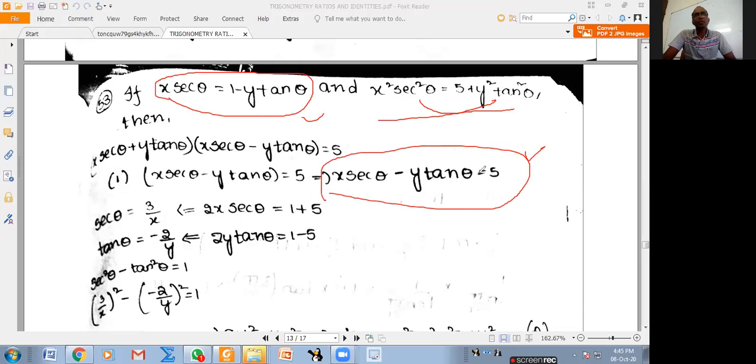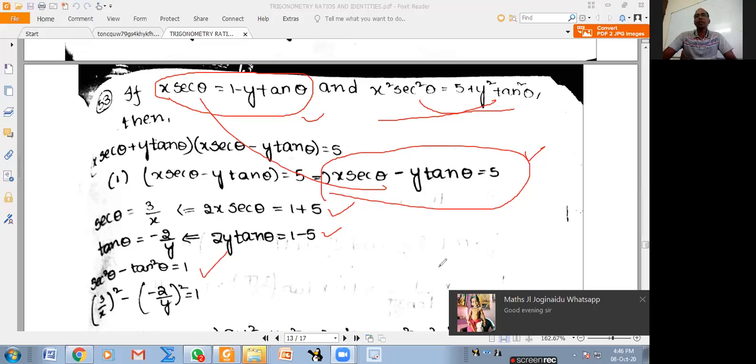When you add these two equations, one time y tan theta will get cancelled, we'll get x secant theta value. And when I subtract these two equations, x secant theta will get cancelled, I'll get y tan theta value. So I got what is x secant theta separately, what is y tan theta separately. Now we know basically what is secant theta and what is tan theta. And we have a formula that secant square minus tan square is 1. Just substitute secant in terms of x, tan in terms of y. We got a relation between x and y without any theta.